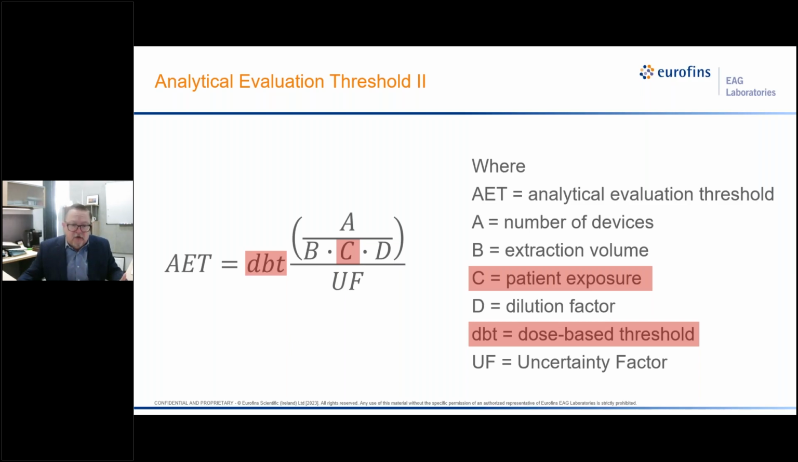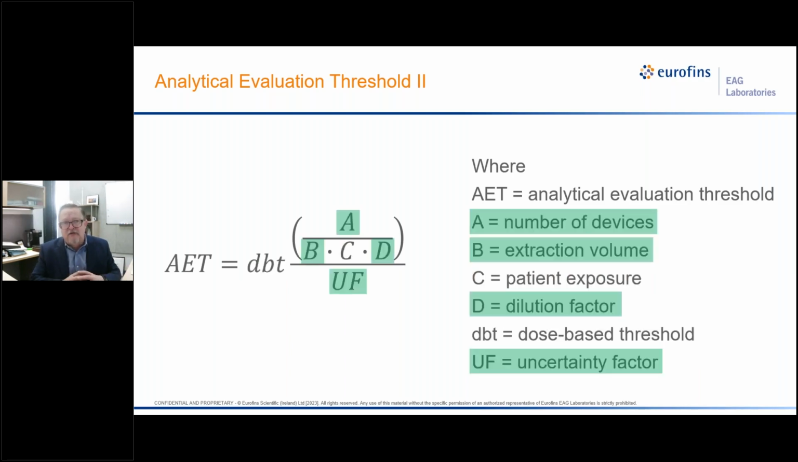As far as the rest, they all have some control. For example, A is the number of devices, and in some cases, we may have devices that are very small, so we may need to have multiple devices in there, which will increase the AET. But ultimately, if we can have more devices but hold B, which is the extraction volume, constant, we can achieve a higher AET.